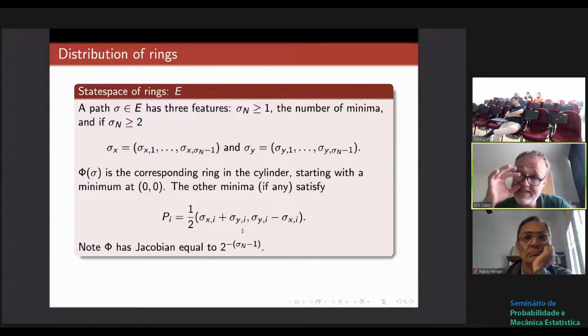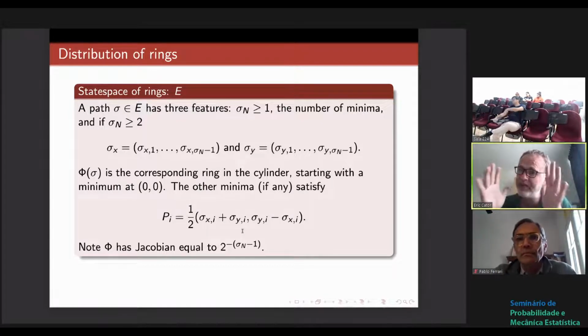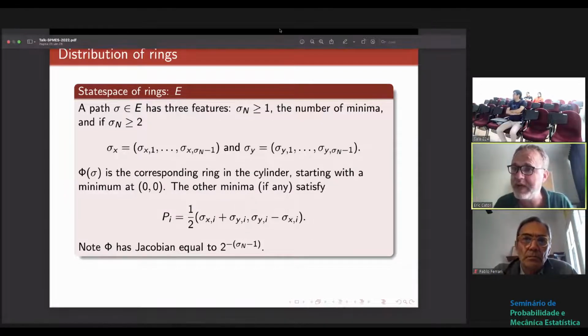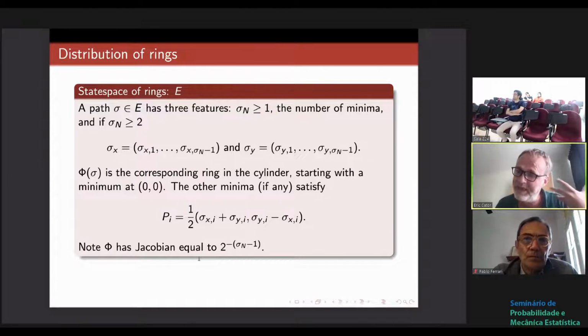Now, what is very relevant in this case is that in the cylinder, there's a Poisson process of intensity 1. So the volume measure of the cylinder is relevant for us because we have a fixed length L and we have to take this into account. And that's why we need to remember the Jacobian of this map, the map going from the space E to the cylinder. And the Jacobian, you can easily calculate it, it turns out to be 2 to the minus sigma n minus 1. It will come back in our formulas.